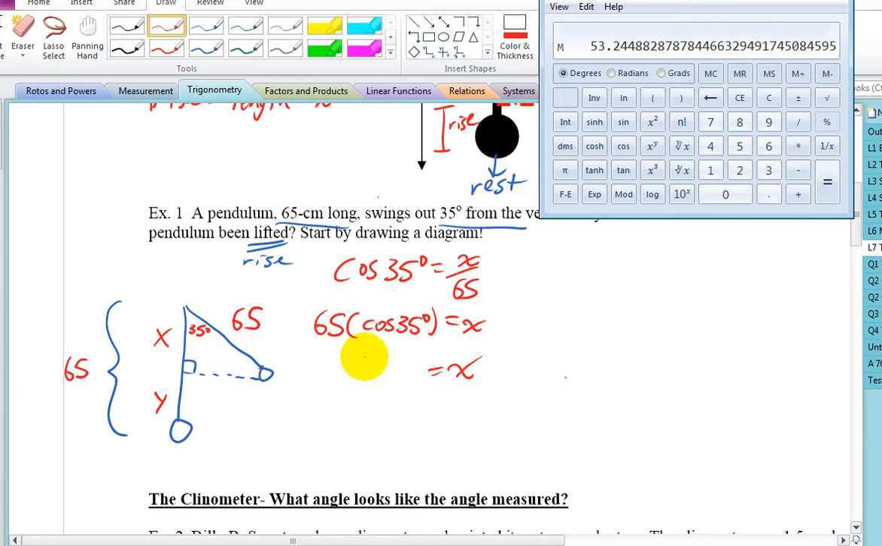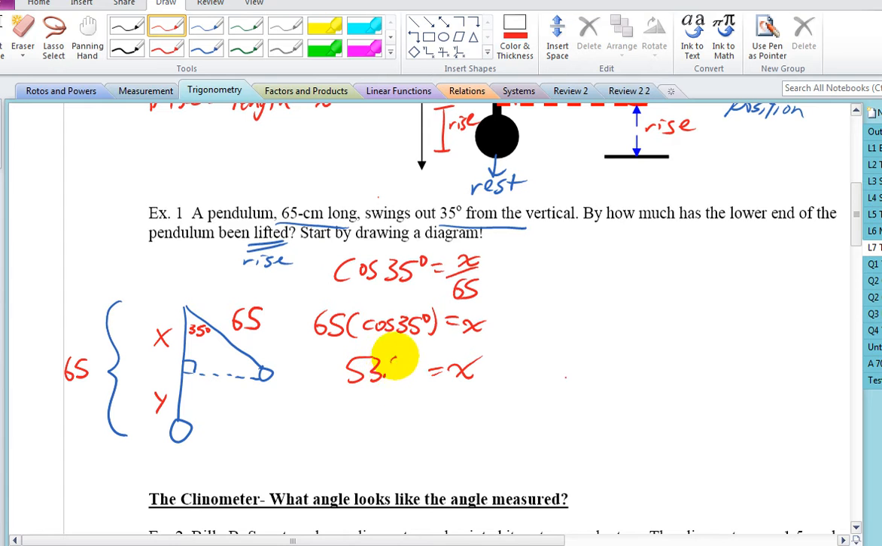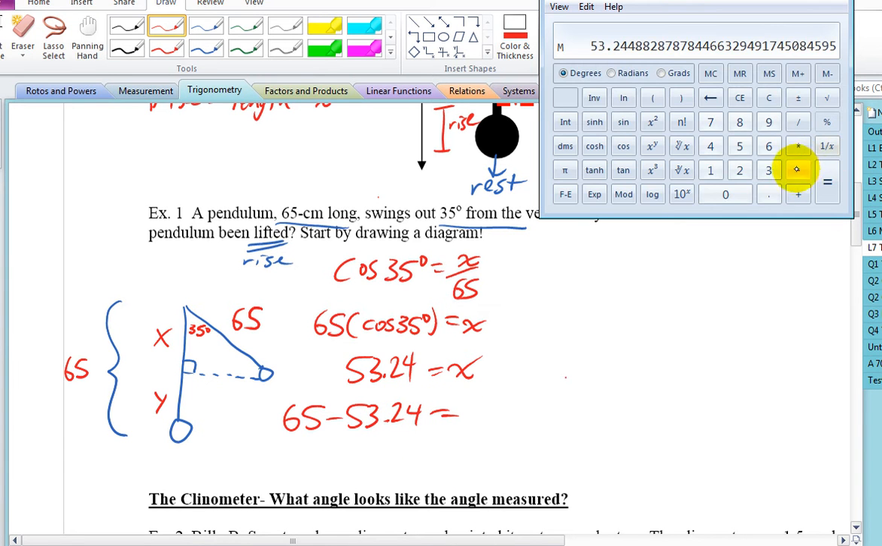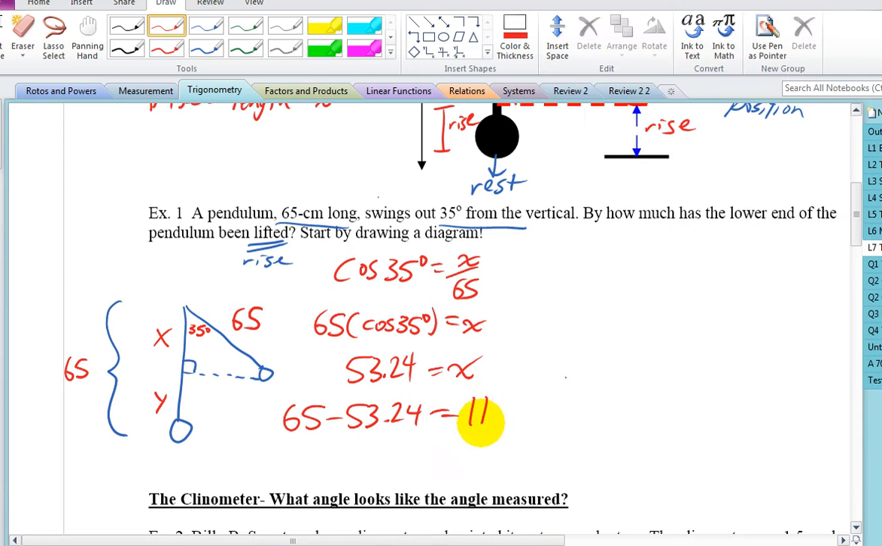So x is 53.24, and so you want to subtract 65 minus 53.24, and what does that equal? 11.75. So we'll round to one decimal. 11.8 centimeters is the rise.